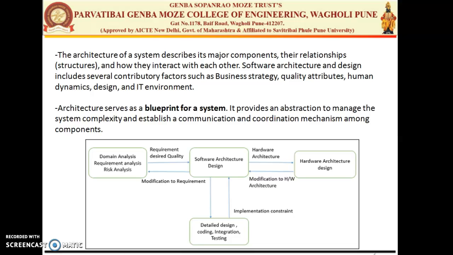So we can say that the architecture is a blueprint of the system. It provides the abstract view, or we can say the abstraction, to manage the complexity and to establish the communication and coordination between the components. So it provides a blueprint of the system, and also it provides the abstraction to manage the complexity of the components, to establish the communication between the components and coordination among those components.